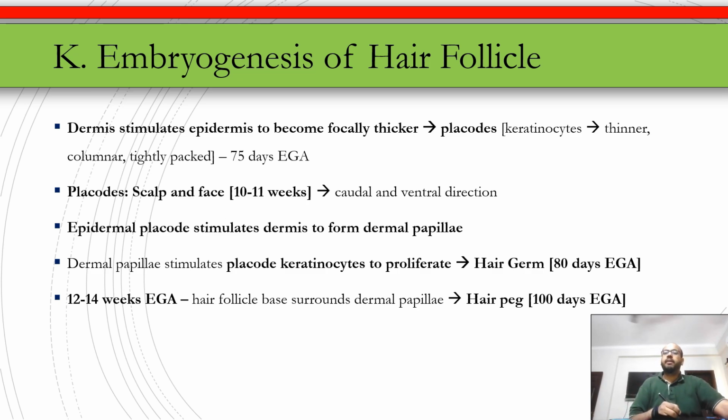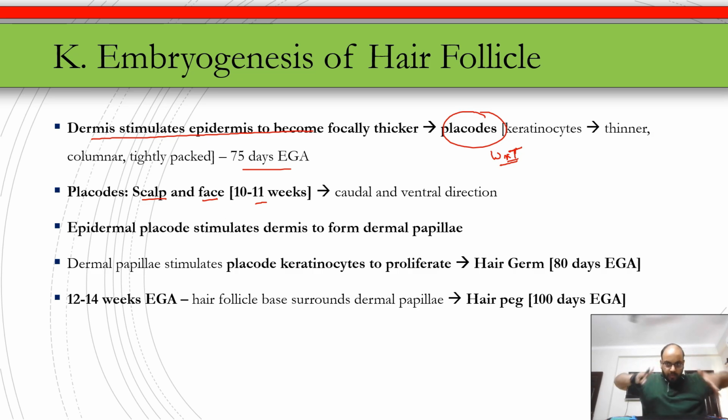Now, we have formed epidermis, we have formed dermis, and quickly we are going to form the hair follicle now. So dermis stimulates epidermis to become focally thicker and will become placoid. And this requires WNT signaling. We have discussed that before. This happens at about 75 days of gestational age. Now these placoids are first formed on scalp and face at about 11 weeks. And then they go downwards in caudal and ventral direction. Clear? So like this caudally.